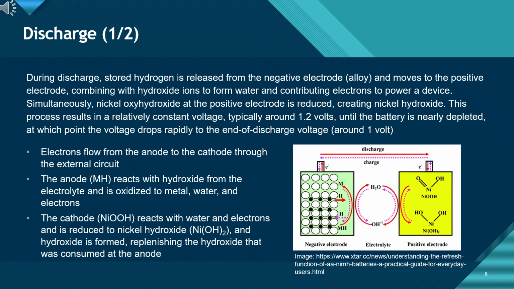This process maintains a stable output voltage around 1.2 volts until the battery nears depletion, when the voltage drops quickly to about 1 volt. There's a diagram on the slide to illustrate this reaction process, which we'll look at in more detail on the next slide.